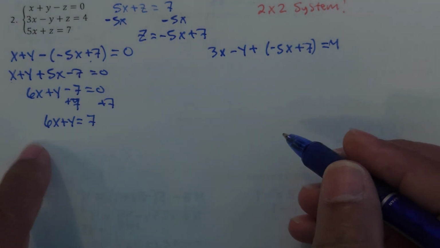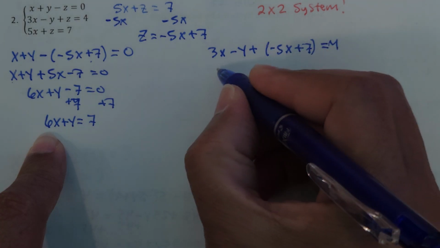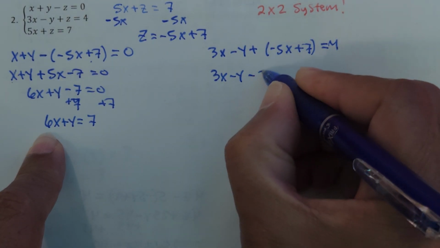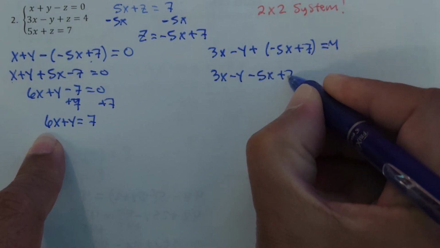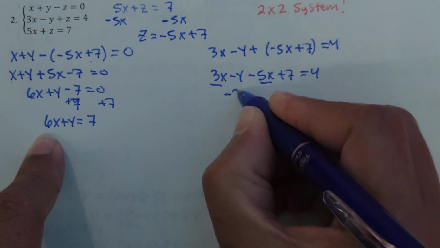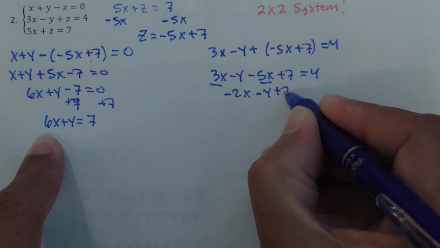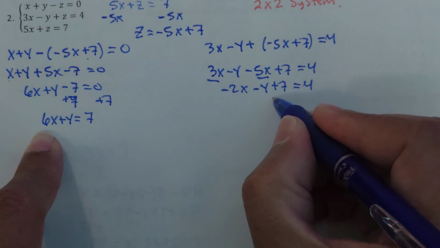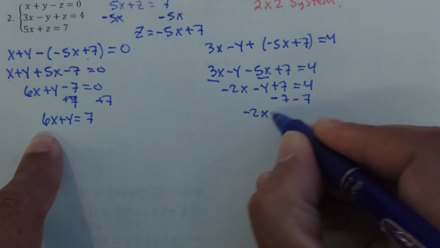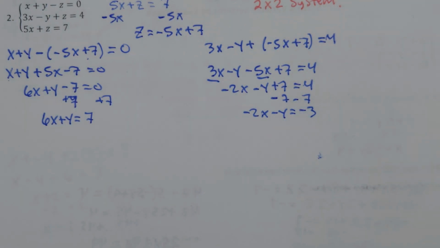Now the next one, notice we only have two variables, which is the goal, to get only two variables. So then we have 3x minus y, this is negative 5x plus 7 equals 4. 3x minus 5x combined is negative 2x, and then minus y plus 7 equals 4. Then let's subtract the 7. So we have negative 2x minus y equals negative 3.